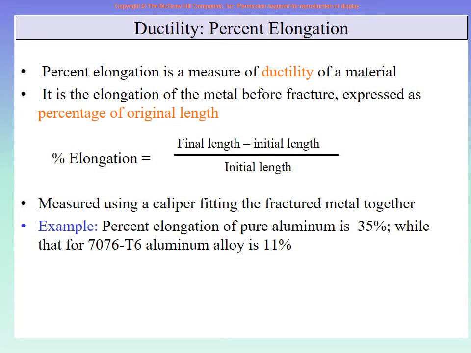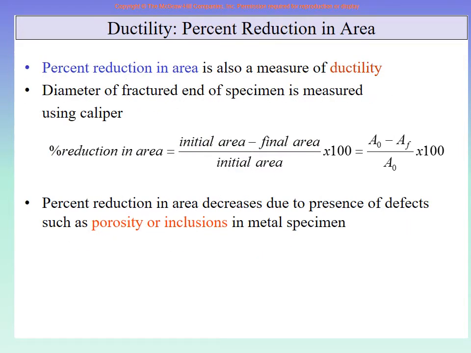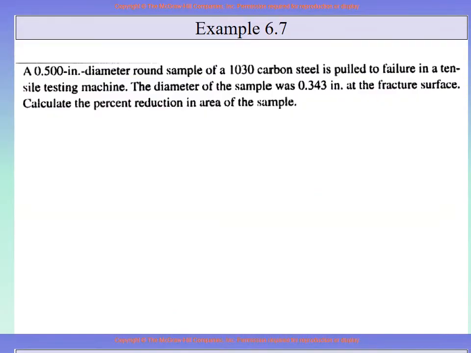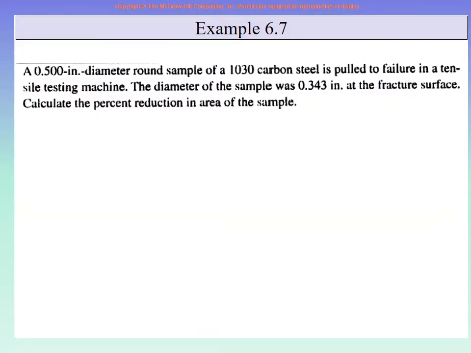So if you want to find the ductility of a material, it can be either in percent elongation, change in length upon the original length, the total change in length. You could do it as percent reduction in area, the total change in area divided by the original area, right? Now let us do a simple example just to give you a little practice.